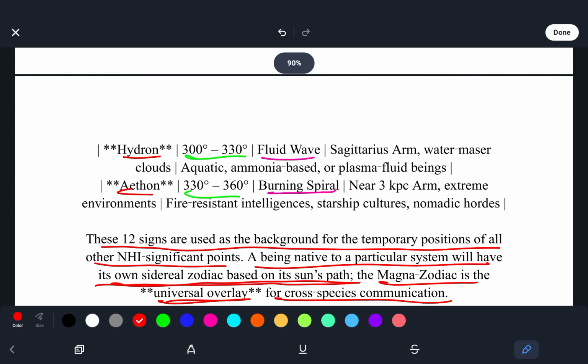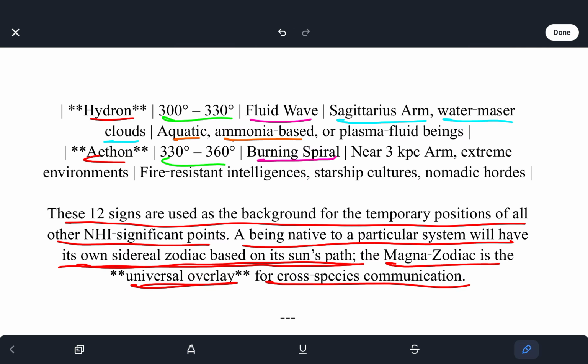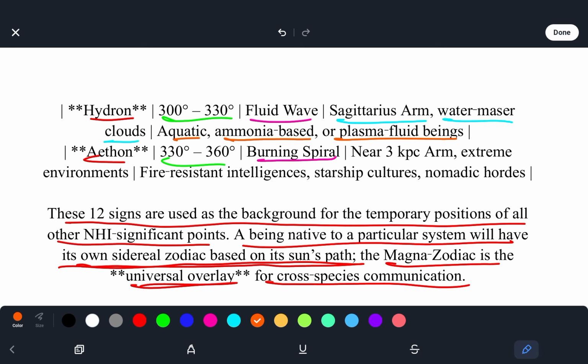And really quick, Hydron is known to have the Sagittarius arm and water maser clouds, as well as aquatic, ammonia-based, or plasma fluid beings. Yes, you heard me right.